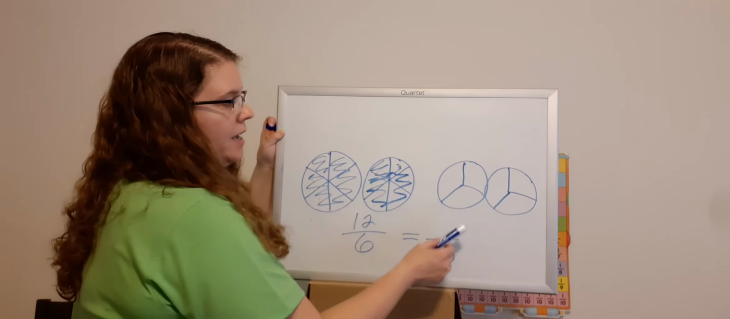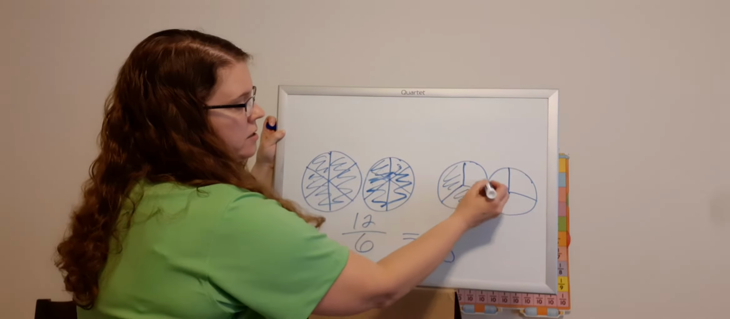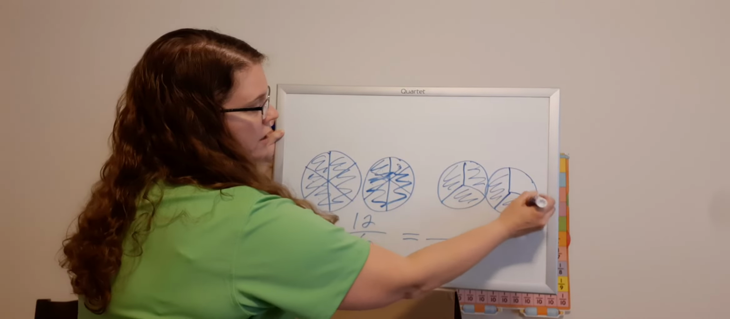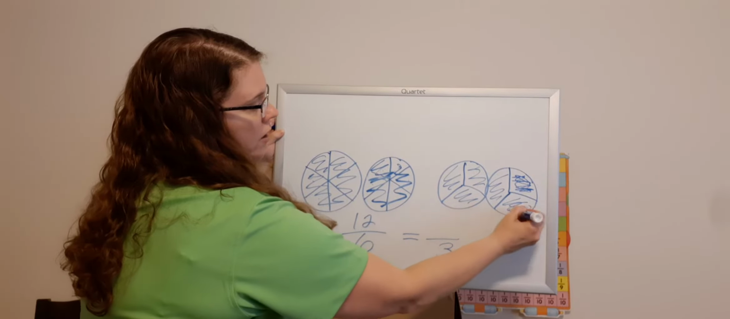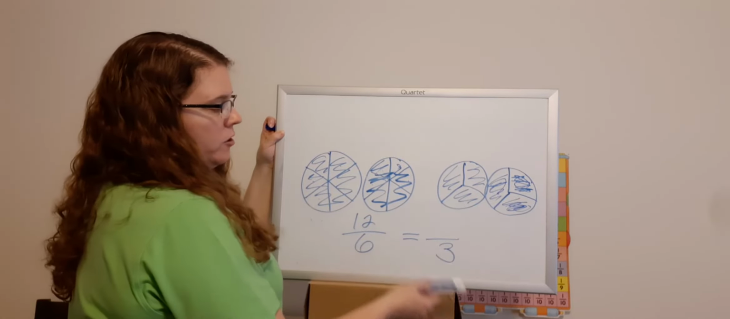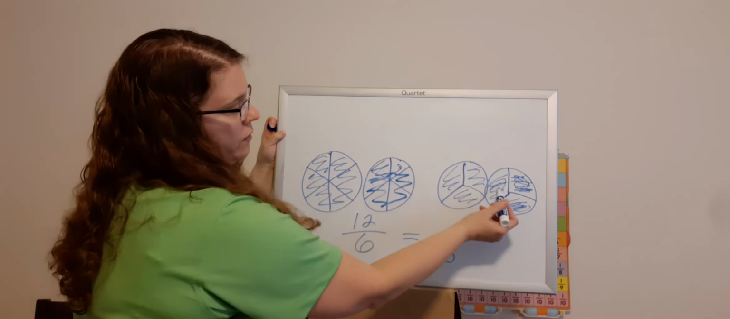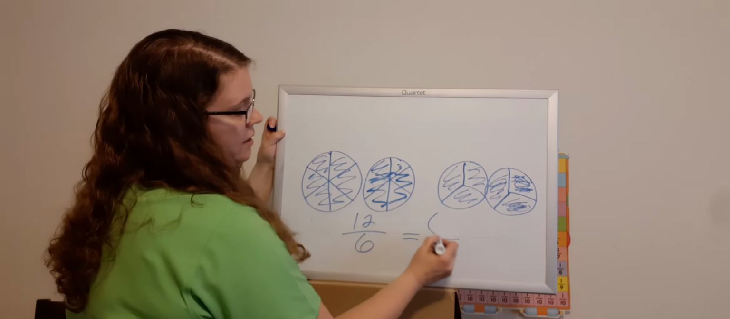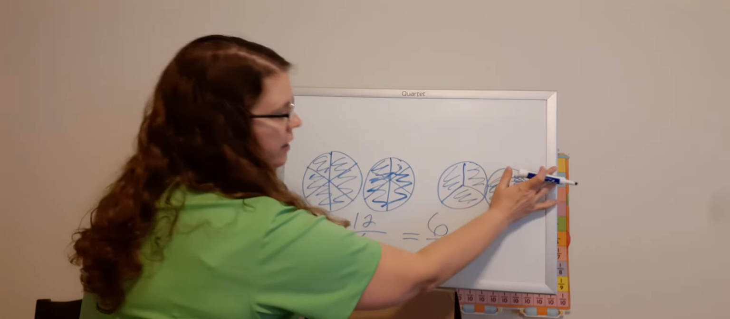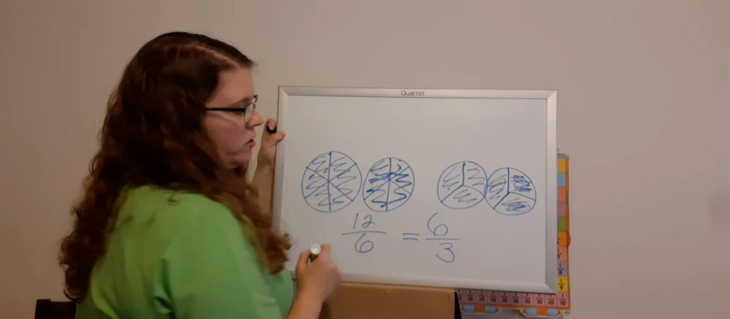They're the same sizes. That means all this should be shaded in. So shade all that in. And how many thirds is that? 1, 2, 3, 4, 5, 6 are shaded. And then 1 is just the thirds. That's how you got your denominator.